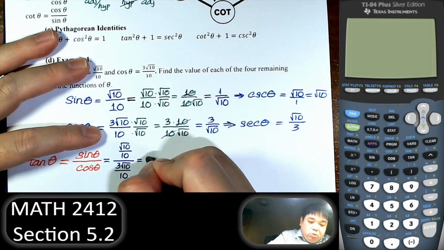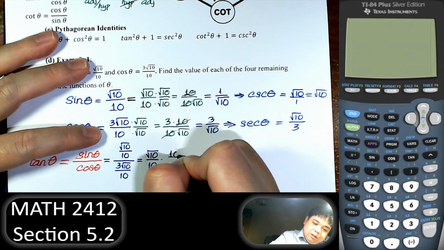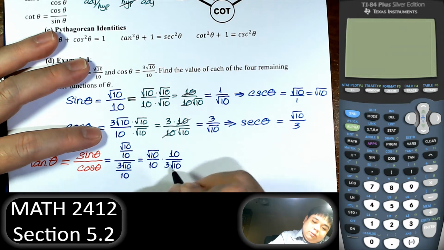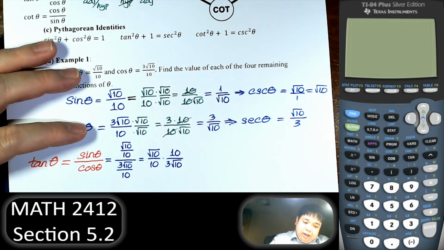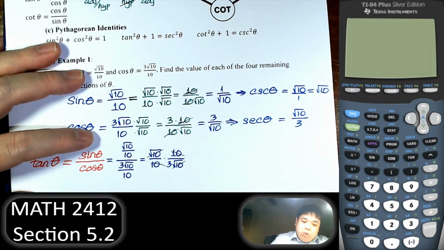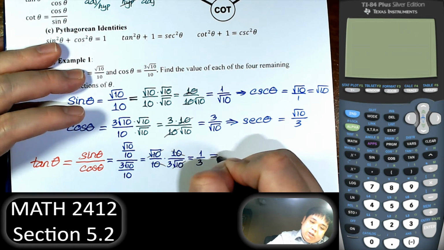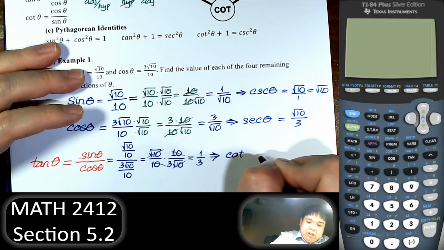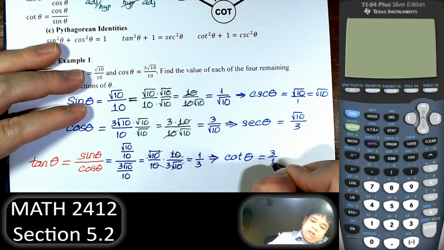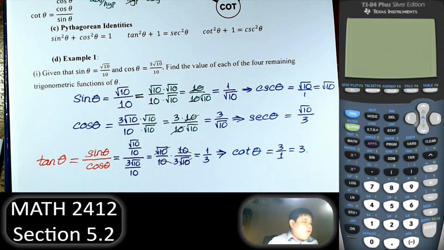Divide fraction is multiply by the reciprocal, and cancel out square root of 10, cancel out the 10. We just have 1 over 3. So with that, cotangent is the reciprocal of that. It's going to be 3 over 1 or 3. Right, so very straightforward just from the definition.